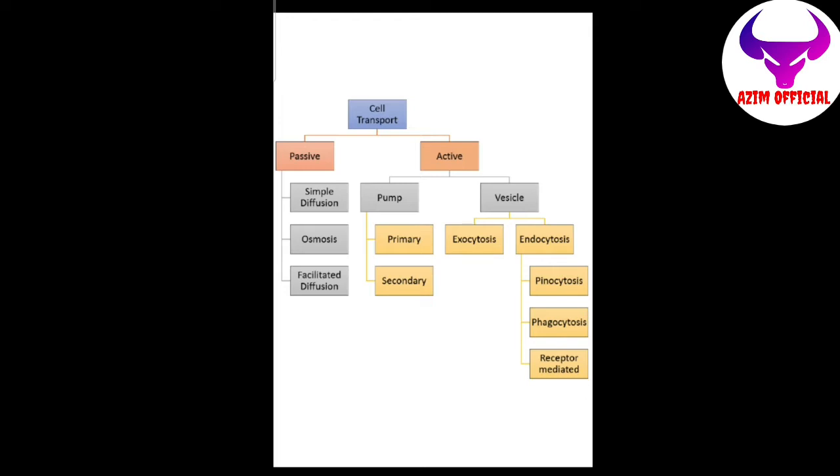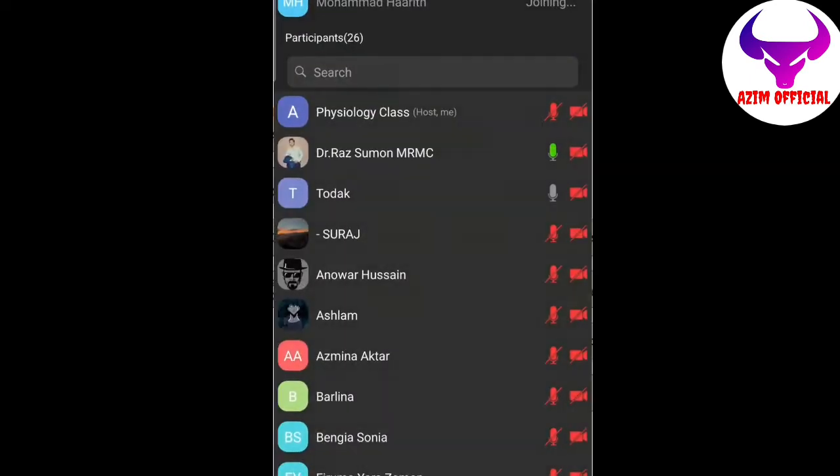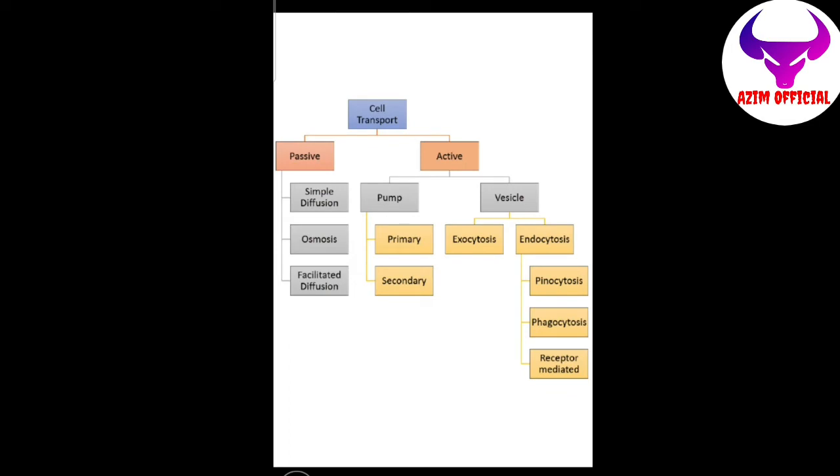And active transport has pumps and vesicles. Active transport has mainly primary active transport system and secondary active transport system. And vesicles have exocytosis and endocytosis. Endocytosis has pinocytosis, phagocytosis, and receptor mediated transport. Those are the classification you mainly have to remember. And the transport process with exocytosis and endocytosis is the vesicle system, which is also inside the active transport.